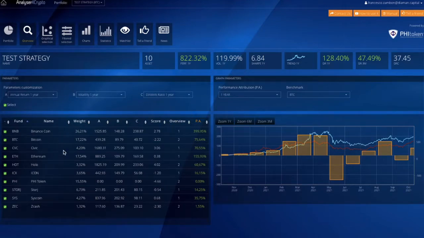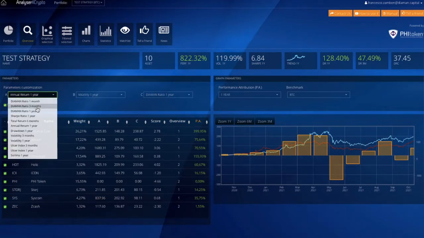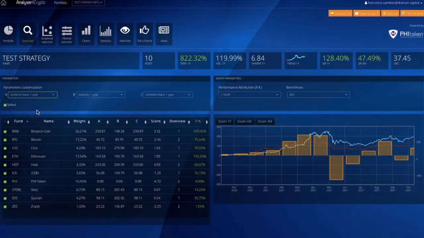In the second part, on the left, you can make a ranking based on one of the 3 statistical indicators that you can use as you prefer. For example, to classify in order of Diaman ratio from the best to the worst crypto asset in the portfolio. The ranking of these 3 indicators creates a scoring that you can order.